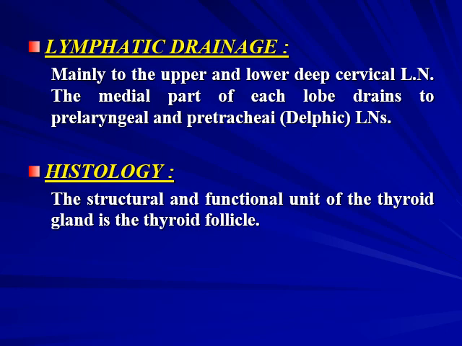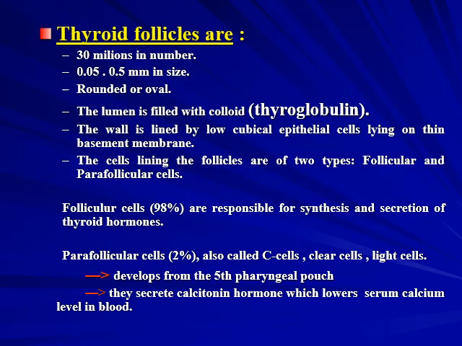Regarding the histology, the structure and functional unit of the thyroid gland is the thyroid follicle. We have about 30 million thyroid follicles in each gland. The size ranges from 0.05 to 0.5 millimeter. It is rounded or oval. The lumen is filled with a colloid named thyroglobulin. The wall is lined by low cuboidal epithelium lying on a thin basement membrane.